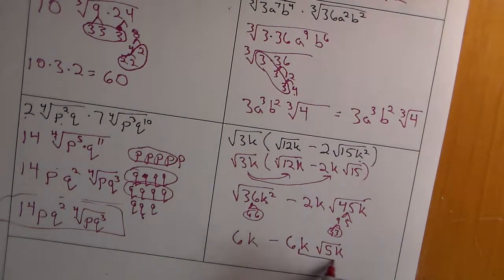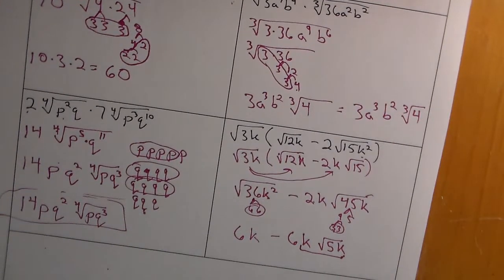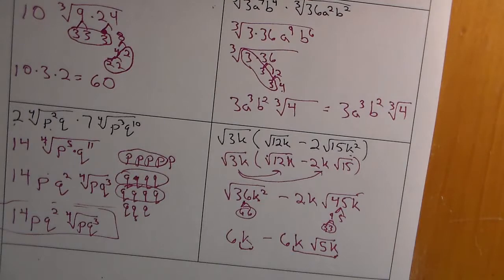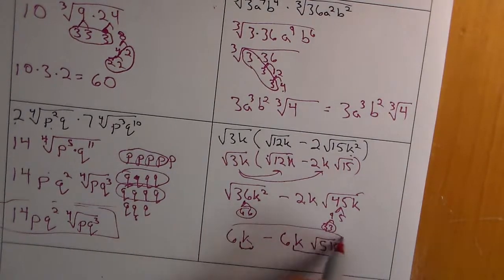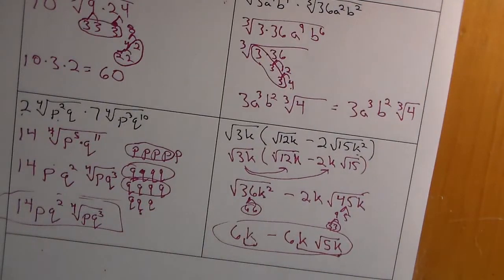Now, that is the variable and radical part, and that's the variable part. They don't match, so I can't put them together, but this is just going to be my simplified answer, 6k minus 6k root 5k. It's a simplify down, see if they can combine, but really the big question is, can you simplify radicals?